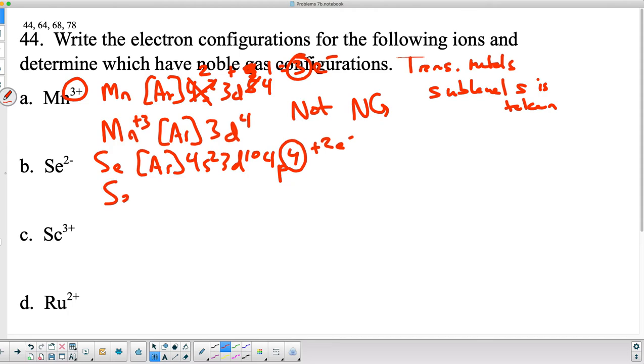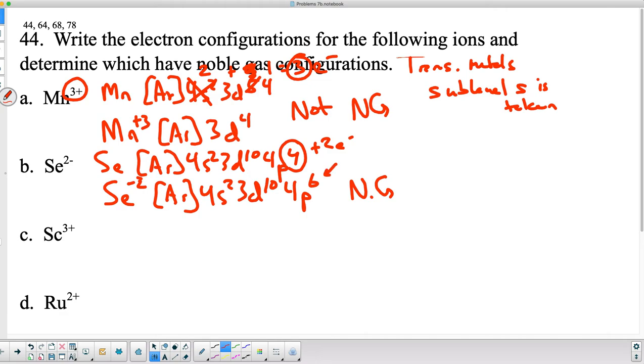When I do selenium with a -2 charge, it's still going to be argon, 4s2, 3d10, and then my 4p is where I'm going to add the 2 electrons that it's gaining. So that's going to be a 4p6, and of course that is a noble gas configuration. The last 2 electrons are added here to make this 4p6, which is why selenium gets a -2 and not a -3 or a -1.